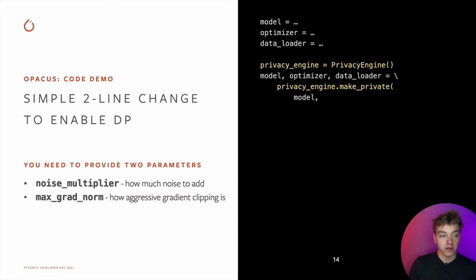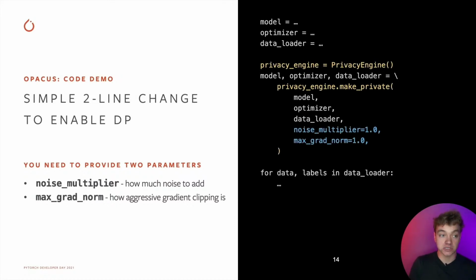We'll start with a normal PyTorch training script, that's the code in gray. You initialize your model, optimizer, and data loader. And then you create a privacy engine object. That's the main entry point to Opacus. Then you call the make_private method from the privacy engine, passing the model, optimizer, and the data loader to it. What it does is it adds some extra responsibilities to these PyTorch objects and returns them for you to use. And after that, you can just continue your training as you normally would with vanilla PyTorch.